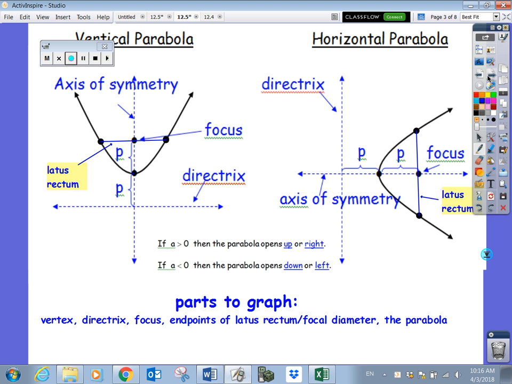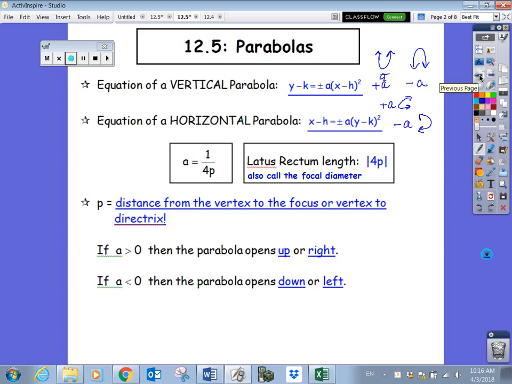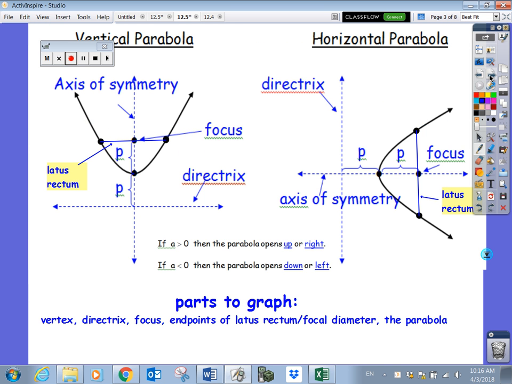And that distance right there is 4p. So we have to be able to find p. If we're given an equation, we know what a is. We can plug in a and solve for p. If we're given some information and we know p, we can find a to write the equation. But this distance from endpoint to endpoint is going to be 4p. And you have to plot those points because that's going to determine the width of your parabola. That is something that you have to have.